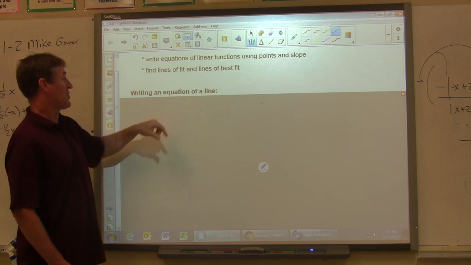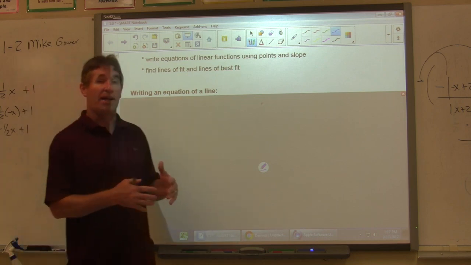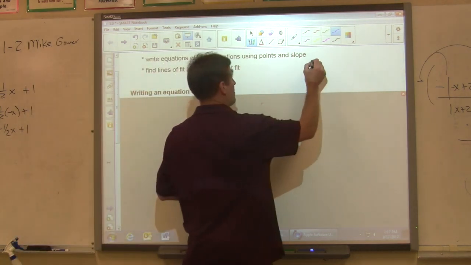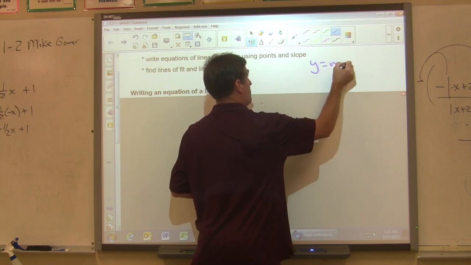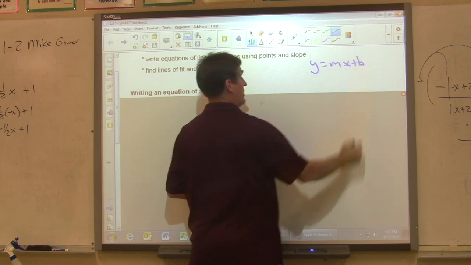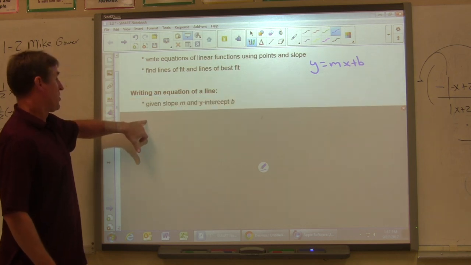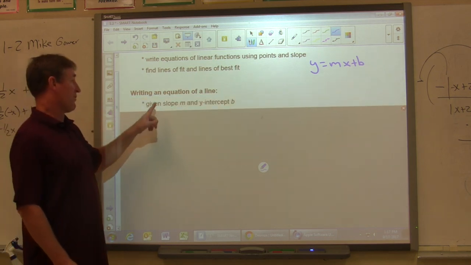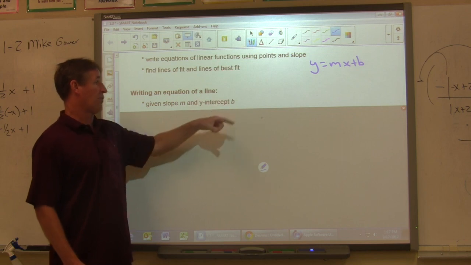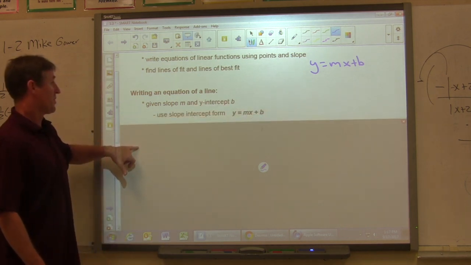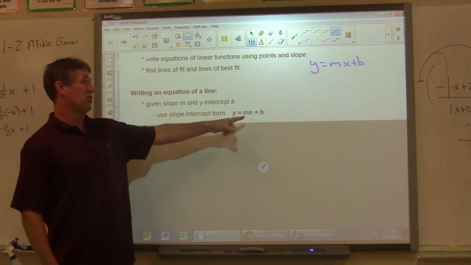So, writing an equation of a line. Remember, if you go back, that's slope-intercept form: y equals mx plus b. That gives us a linear equation, which we'll be writing today. The first type we're going to do is if we're given the slope and the y-intercept to start with. Well, that's pretty easy because we can just use slope-intercept form.